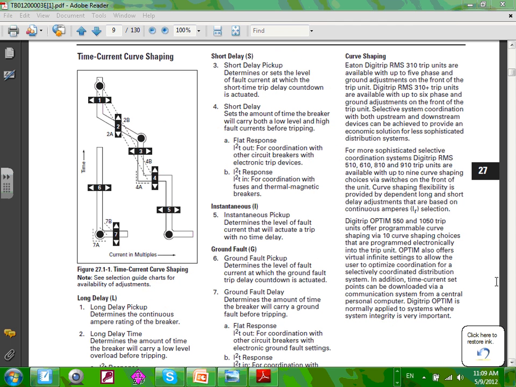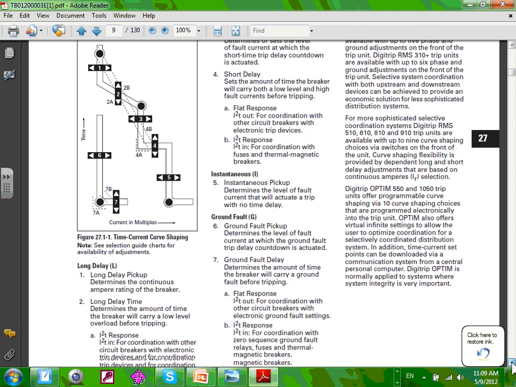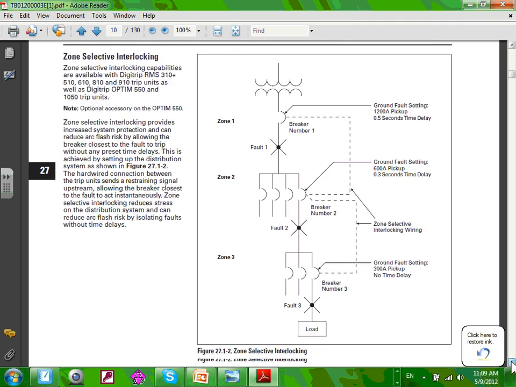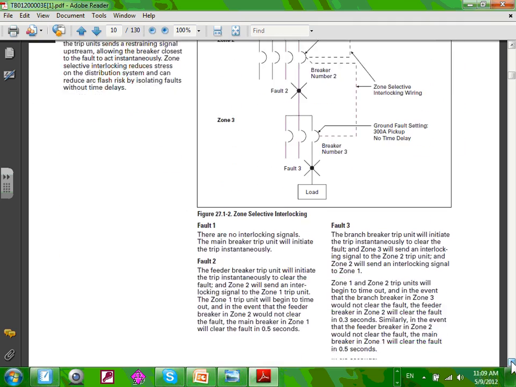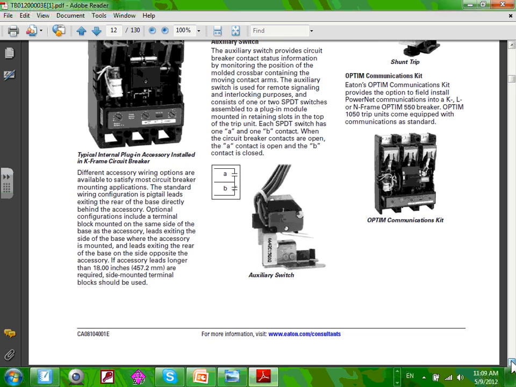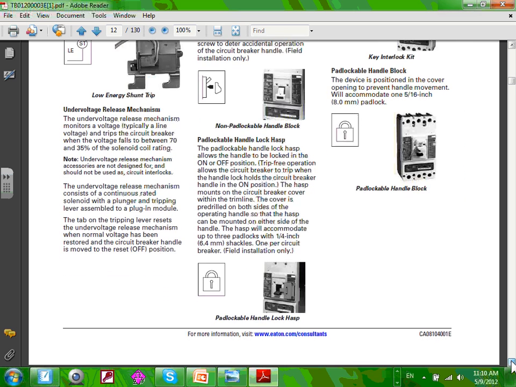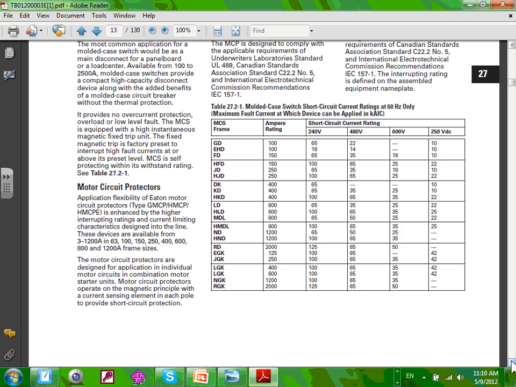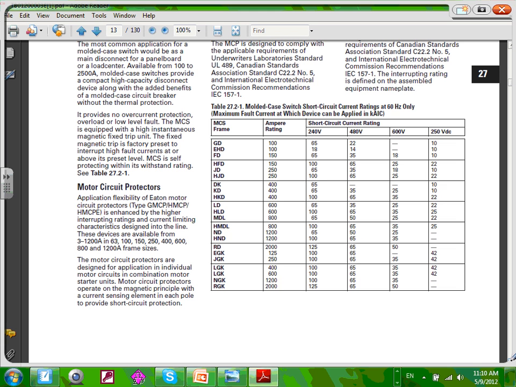Okay, so that's your circuit breaker setup. A nice picture, I thought, from Cutler Hammer. Here's the coordination and all this good stuff, zone coordination and so on. You can read tons and tons of information. All the trip units, guys, that we were talking about. Chris, you were talking about the interrupting rating. Here's a nice molded case.